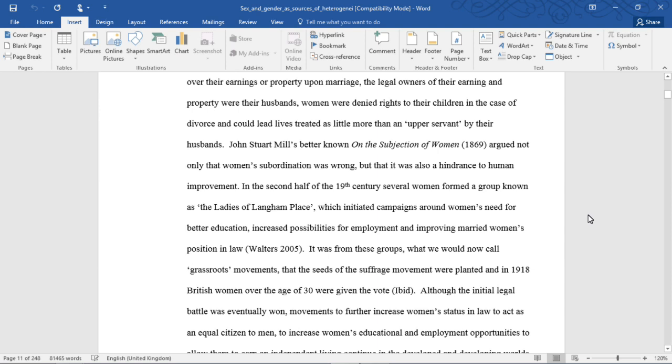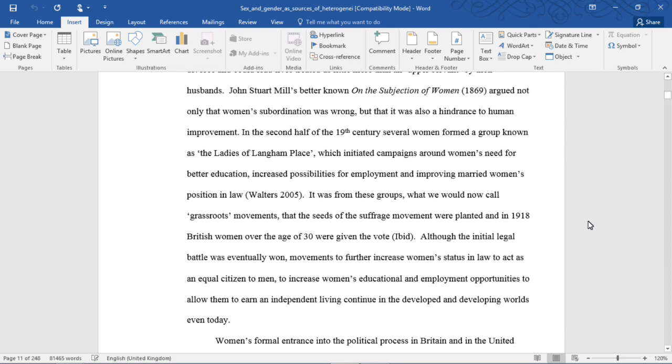John Stuart Mill's better known On the Subjugation of Women argued not only that women's subordination was wrong, but that it was also a hindrance to human improvement. In the second half of the 19th century, several women formed a group known as the Ladies of Langham Place, which initiated campaigns around women's need for better education, increased possibilities for employment, and improving married women's position in law.